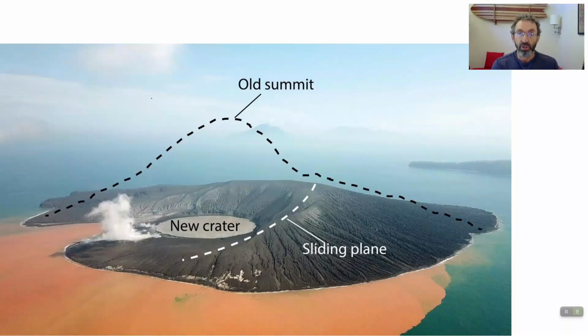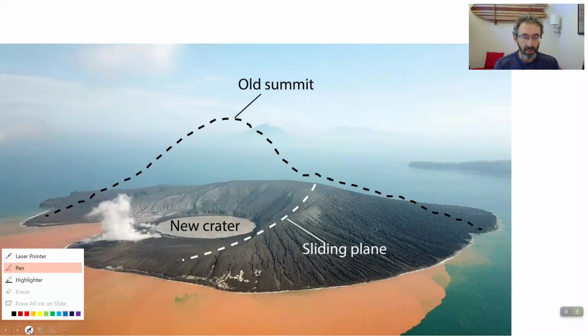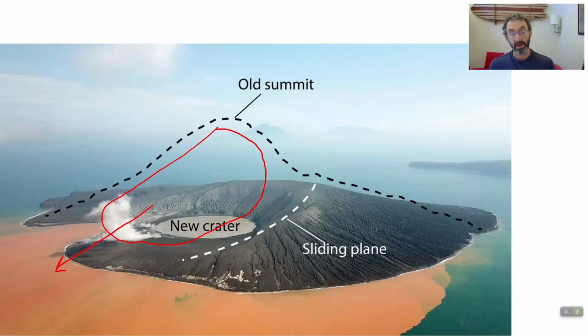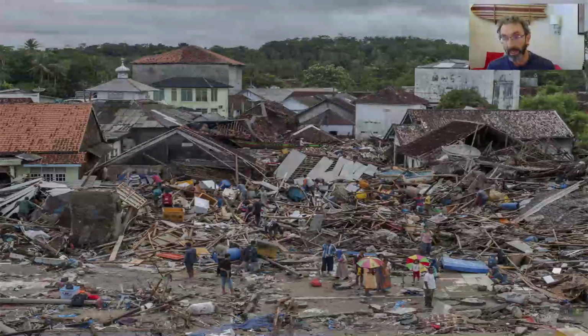The dashed line shows us what it used to look like, and so you can see that there's a big area here that just slid into the ocean. This generated an immense tsunami that ended up killing about 430 people in Indonesia. And here's a picture of some of the consequences of that tsunami.